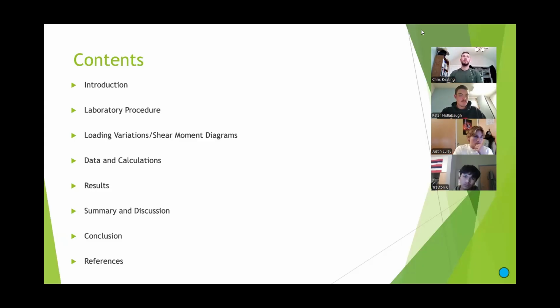All right, so we're going to go over an introduction over the whole thing quickly, and then the laboratory procedure. Then Trayton will take over on the loading variations and the shear moment diagrams, and then Justin will take over for the data calculations and results, summary and discussion. Peter is going to finish off with the conclusion.